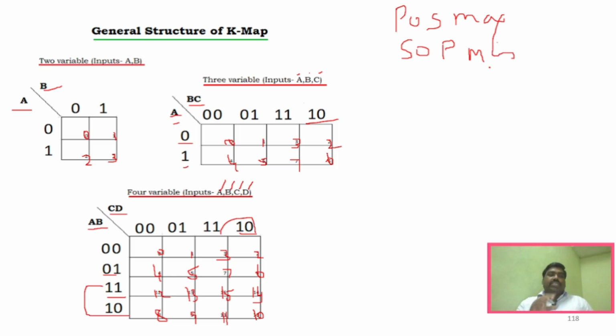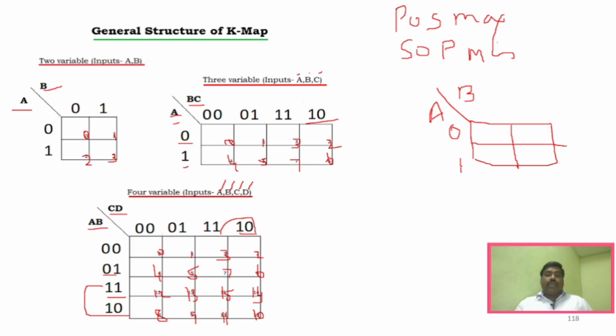The same structure, say for example, if you take a two variable K-map. So how will you write a two variable K-map? This is a two variable K-map, correct? We consider this as A and B, and this is 0 and this is 1. Similarly, this is 0 and this is 1. Now, if I'm going to solve this problem for min term, min term is nothing but sum of product.